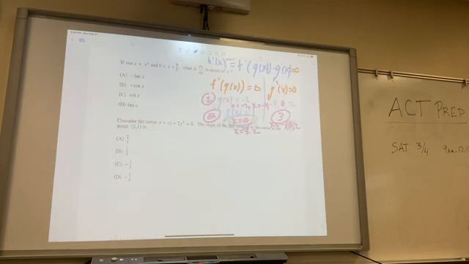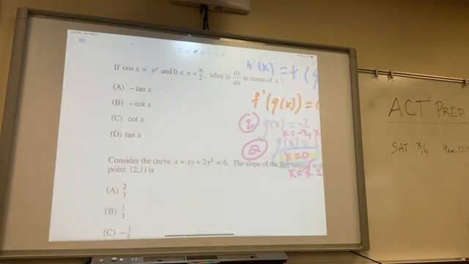I want to skip through to some interesting ones. Actually, this is an interesting one. Let's do this one. It's negative tangent. Is it negative tangent? Okay, let's take a derivative with respect to x. Guys, what's the derivative of cosine? Negative sine. What's the derivative of e to the y?